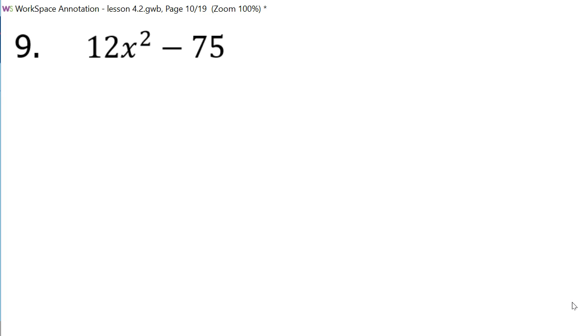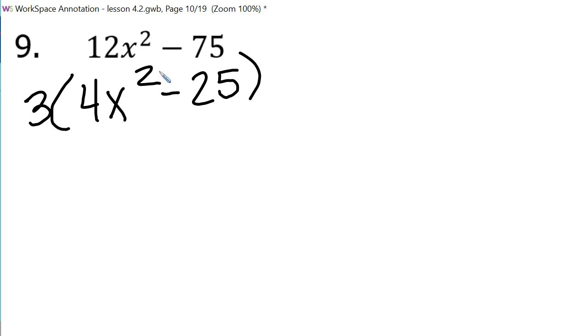And number 9, is this one a difference of squares? No. Look for a GCF to see if we do end up having a difference of squares. So what's the GCF here? What was the GCF? 3. So 3 times what gives us 12x squared? 4x squared. And 3 times what gives us negative 75? Negative 25.